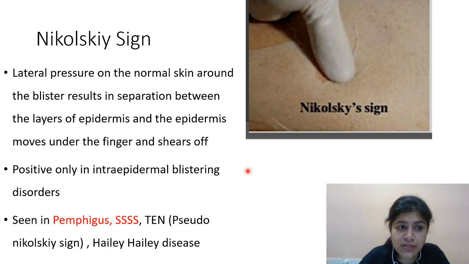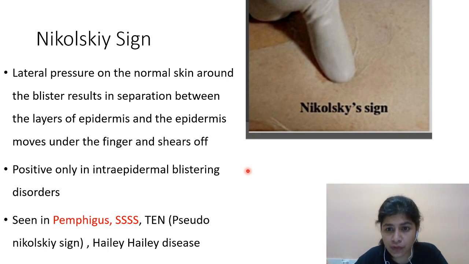Okay, what is Nikolsky? Nikolsky sign is that if you apply lateral pressure on the normal skin around the blister, it will result in separation between the layers of the epidermis, and the dermis moves under the finger and shears off. Okay, so this Nikolsky sign is positive only in intraepidermal blistering disorders. You do not get it in subepidermal blistering disorders.